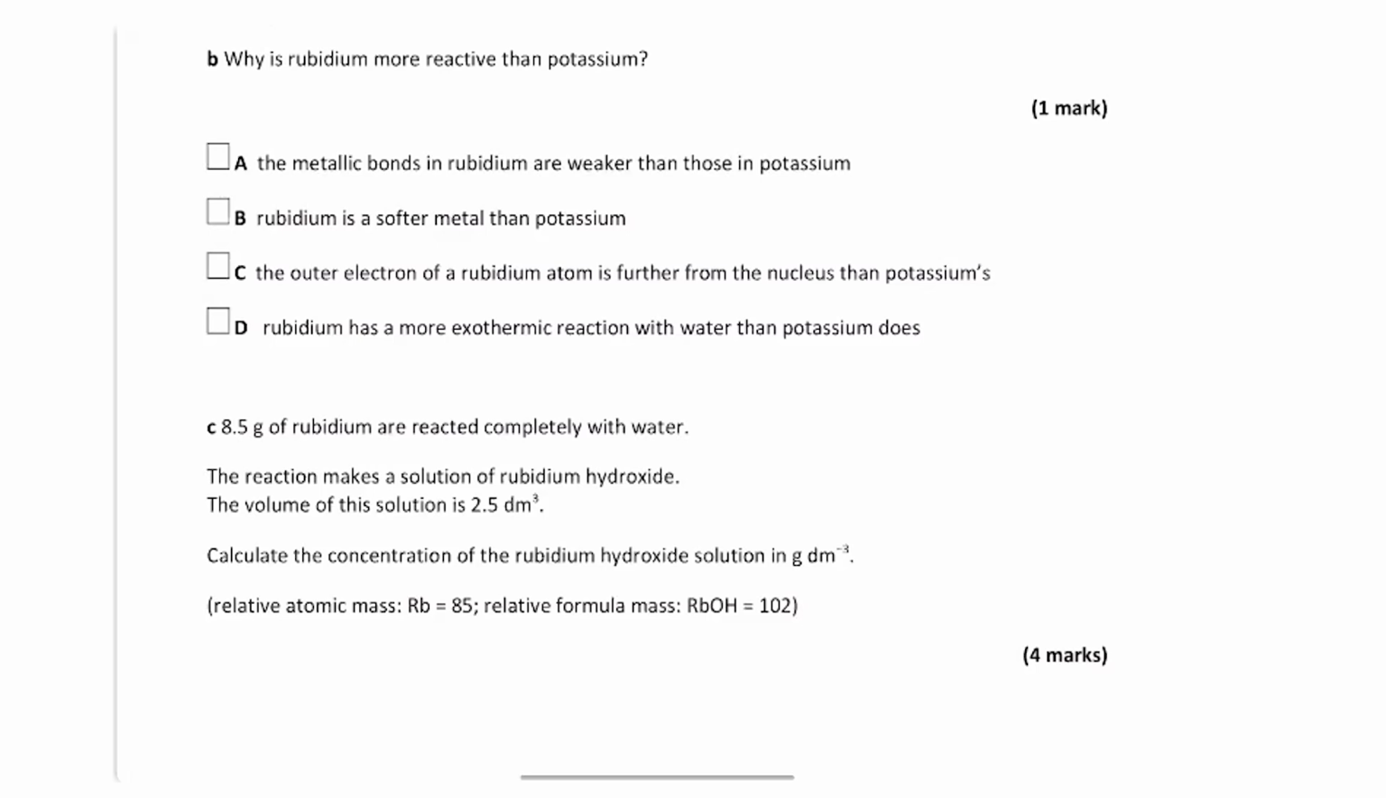And then part C, 8.5 grams of rubidium are reacted completely with water. The reaction makes a solution of rubidium hydroxide. The volume of this solution is 2.5 decimeters cubed. Calculate the concentration of rubidium hydroxide in grams per decimeter cubed, and then it gives us the relative atomic masses. So rubidium is 85, and the relative formula mass of rubidium hydroxide is 102.